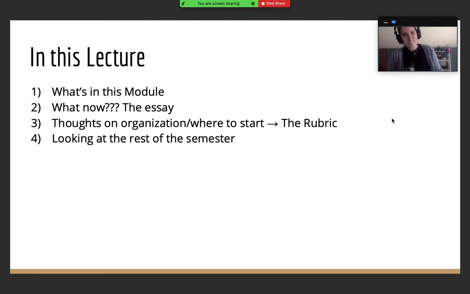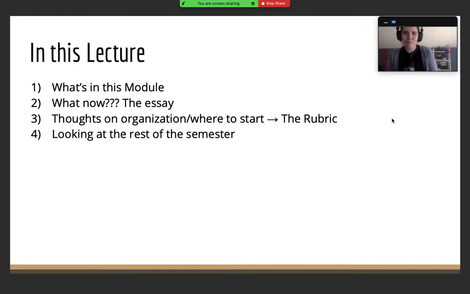But anyway, what's in this module? That's what we're going to do first. I'll go over what we're doing in Module 5. I want to talk a little bit about the essay conceptually, give you some thoughts on organization, point you to some resources, show you the rubric of how the final beautiful thing, the 22% of your grade, is going to be graded. And then I want to give you a rundown of what the rest of the semester is going to look like, because we're on the downhill, guys. If you've gotten through the annotated bib, you've gotten through the hardest part, promise.